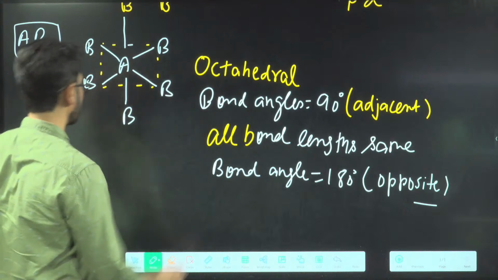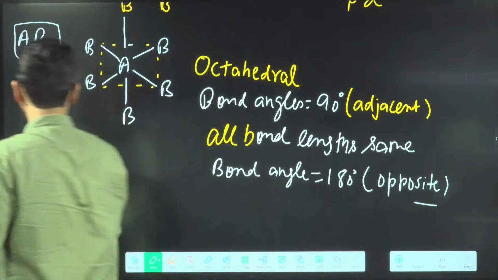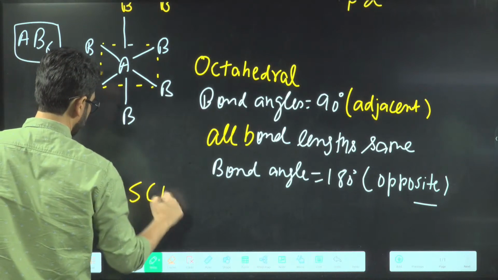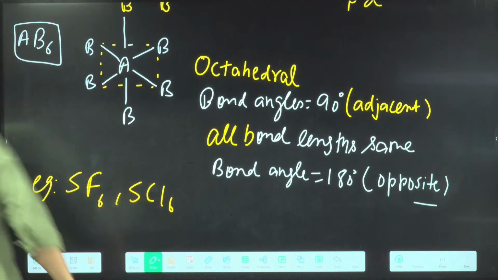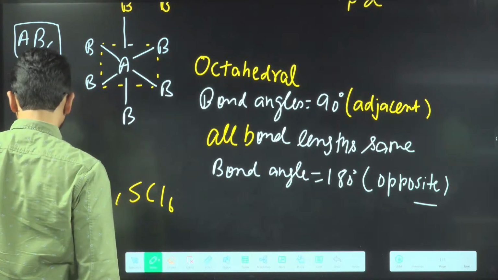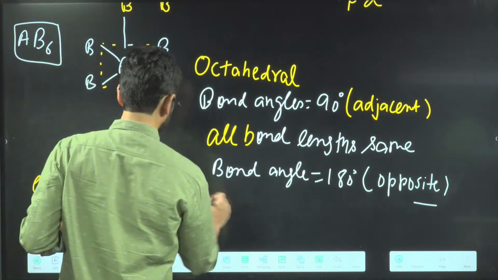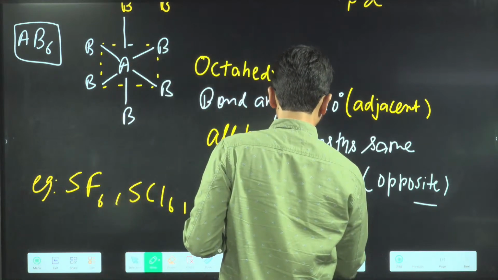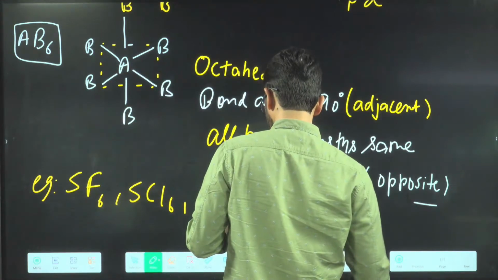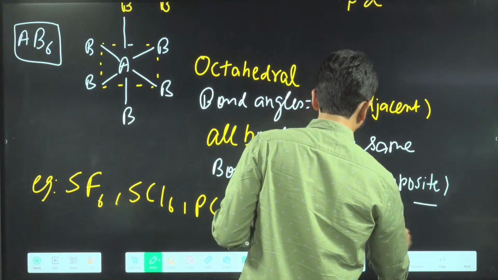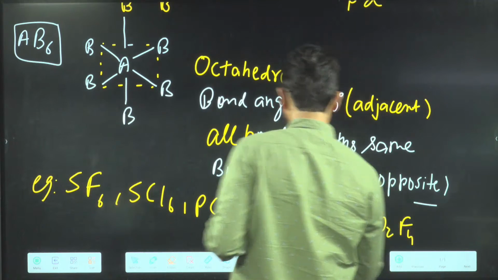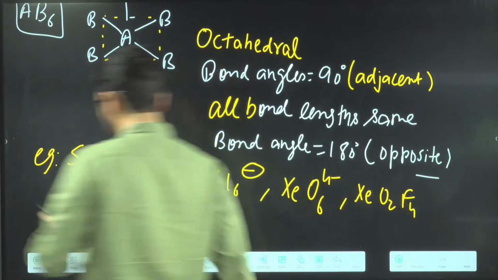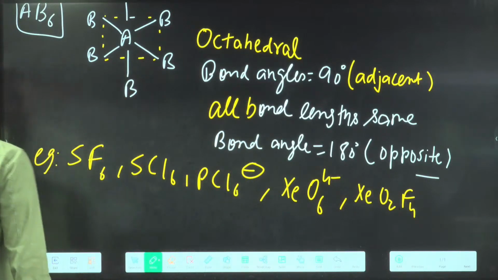Okay, examples. Example here, SF6, the most common example it is, or SCl6. More examples I'll give. PCl6 minus. Another example is xenon with 6 oxygen and 4 minus. Another is XeO2F4. These are all examples of which one? AB6 type.